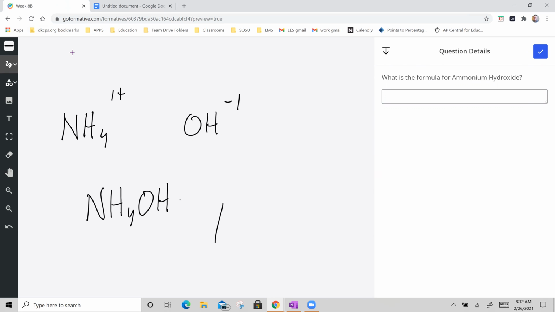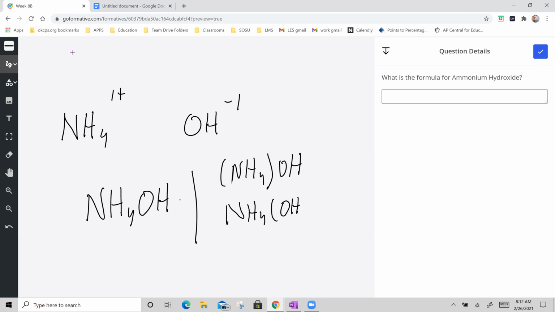Some of you are like, well, what about the parentheses? Aren't we supposed to put parentheses? Well, when the sum of the charges already equals 0, it's not necessary. But if you did put parentheses, there's nothing wrong with it because this is also correct. That is also correct. This is also correct. And this is also correct. They're all correct. Do you see that? Every one of those is correct.